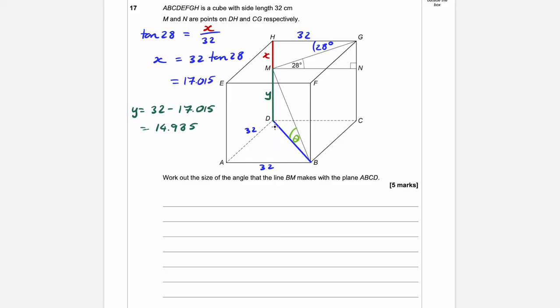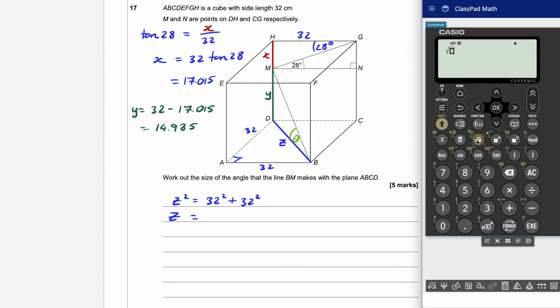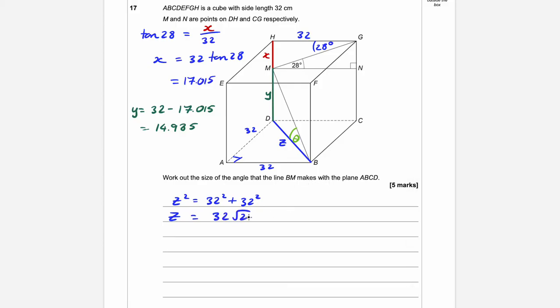What I don't have is this blue line. Let's call this, I don't know, let's go with Z. But I can use Pythagoras' theorem because this is a right angle, guys, because it's the base of a cube. So I can say Z squared equals 32 squared plus 32 squared, and then let's just go straight to the square root of that. I want the square root of 32 squared plus 32 squared. 32 root 2, okay, fine. 32 root 2, that's Z here.